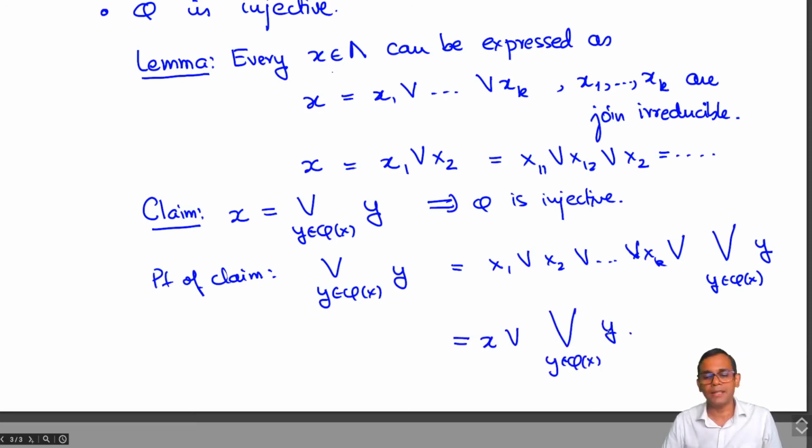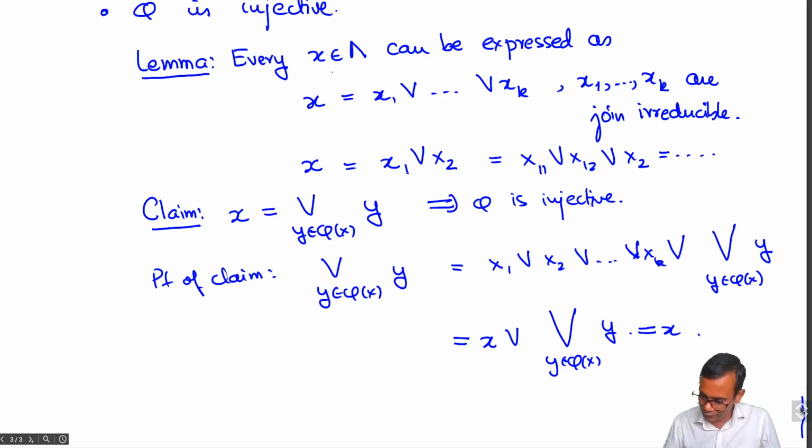But each element in phi x is already less than or equal to x. So if I take x and join an element that's less than or equal to x, I'm still going to get x. And if I keep doing that repeatedly, I'll keep getting x. So this is equal to x as claimed. And so what we see is that x can be recovered from phi x, and so phi is injective.